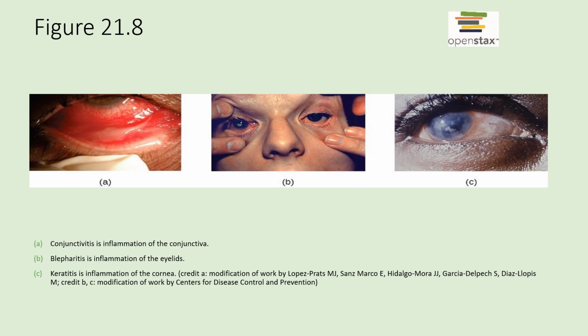So conjunctiva, the inflammation of it, here you can see on the far left this extremely red eye. As we'll see in a bit, pink eye is an example of an infection or an inflammation of the conjunctiva. Infection of the eyelids is in this middle section here, and then inflammation of the cornea is in the far right.